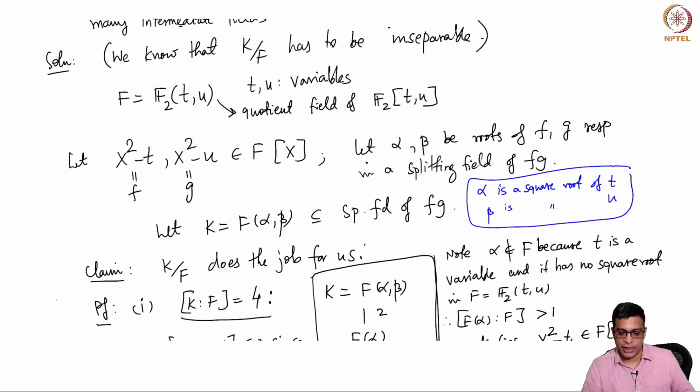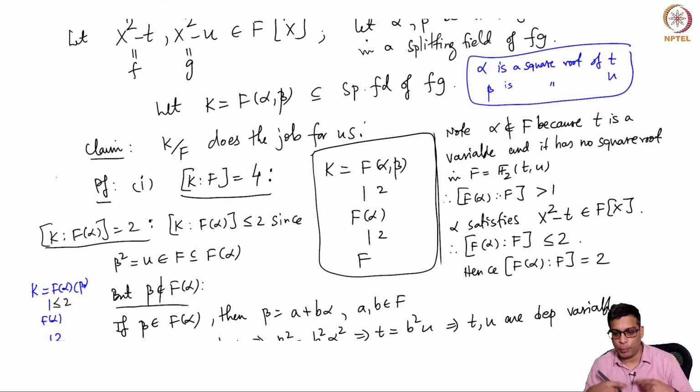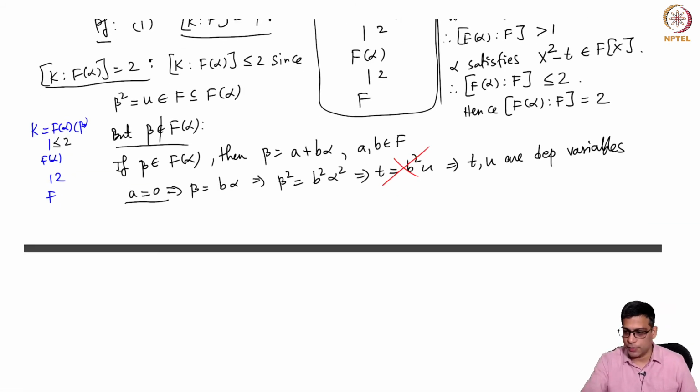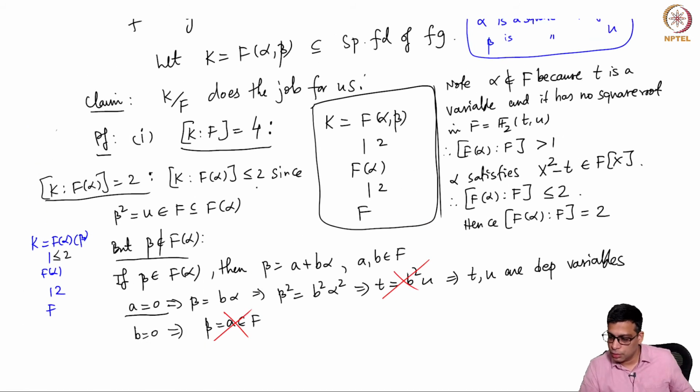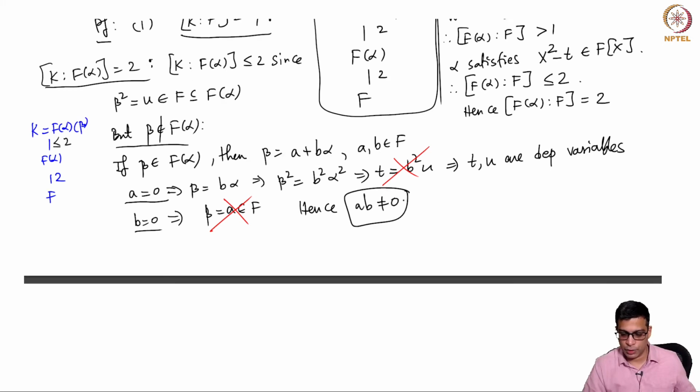but that is not the case. T and u are independent variables. I should really write this: they are independent, so there is no polynomial that is 0 if it has non-zero coefficients. So this cannot happen, so a cannot be 0. On the other hand, if b is 0, that means beta equals a, but this is in F. This is also not possible, because we already agreed that alpha is not in capital F. Similarly, beta is not in capital F, and hence we conclude that ab is non-zero.